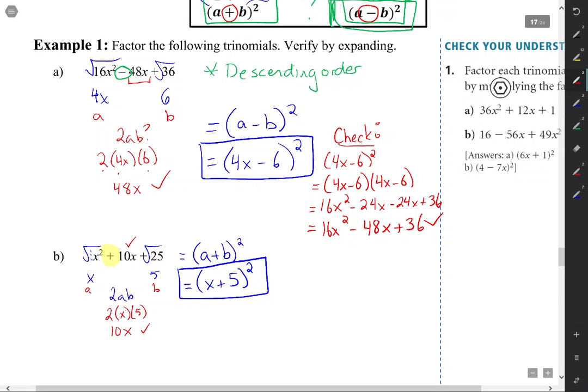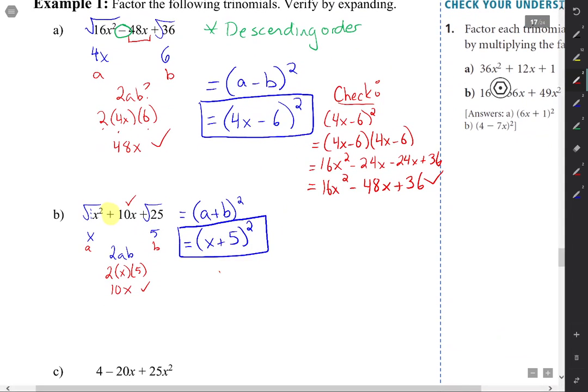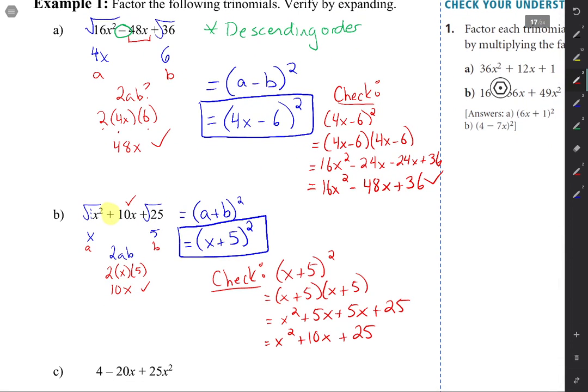And I'll go ahead and check our answer here to make sure we are correct. So I went through with foiling our final answer here, and I do get the original expression, so we did factor this correctly.